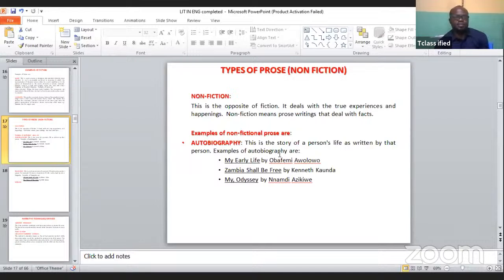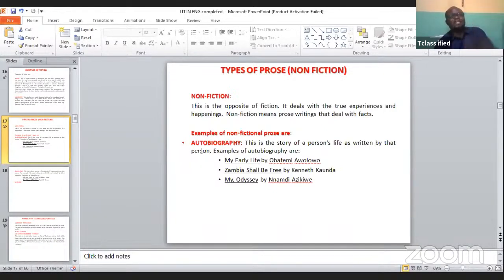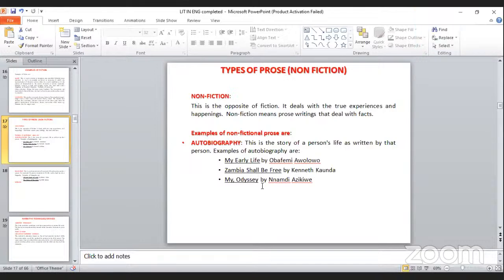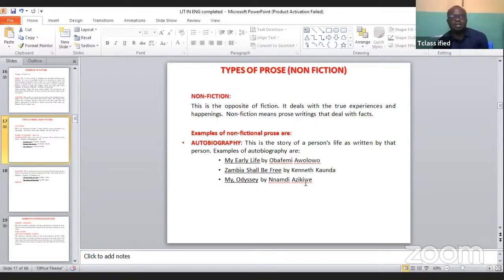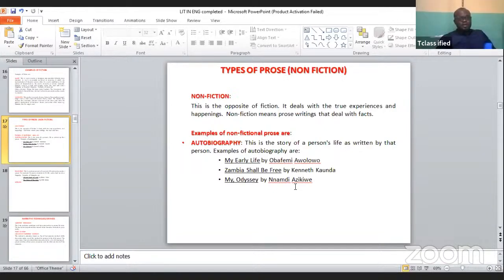So let's get deep. Autobiography is the story of a person's life as written by that person. So the story of somebody's life written by that very person is known as autobiography. Examples are My Early Life by Obafemi Awolowo, Zambia Shall Be Free by Kenneth Kaunda, My Odyssey by Nnamdi Azikiwe. Most of you here know about Nnamdi Azikiwe, isn't it? Yes, sir. And most of us here also know about Chief Obafemi Awolowo, isn't it?